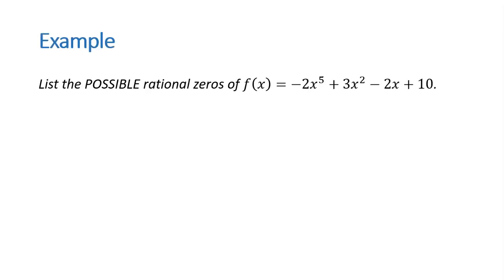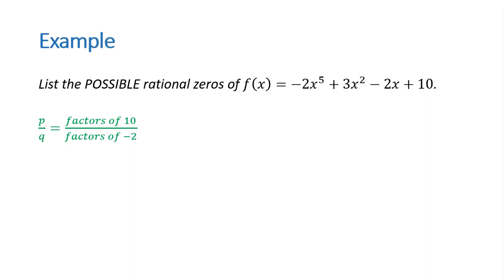So we just want to list the possible rational zeros of this function. We're not asked to actually find the real zeros. We're just asked to determine what are the possibilities based on what we now know about the rational zeros theorem. So the rational zeros theorem tells us that our possible rational zeros are going to be of the form p divided by q, where p is going to be a factor of the constant term, in this case 10, and q is going to be a factor of the leading coefficient, which in this case is -2.